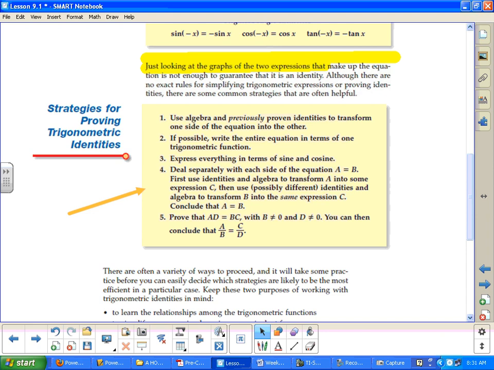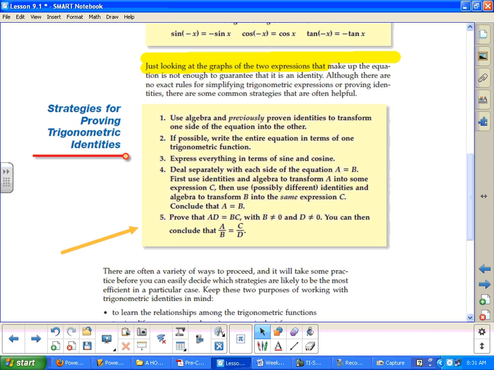Deal separately with each side of the equation. It's very important that you do this: focus on one side, simplify it as best as you can, and then go to the other side and work on that one. And sometimes once you get the first side done, it makes sense what happens with the other side. And then this one we're going to use rarely, but we might use this a little bit.